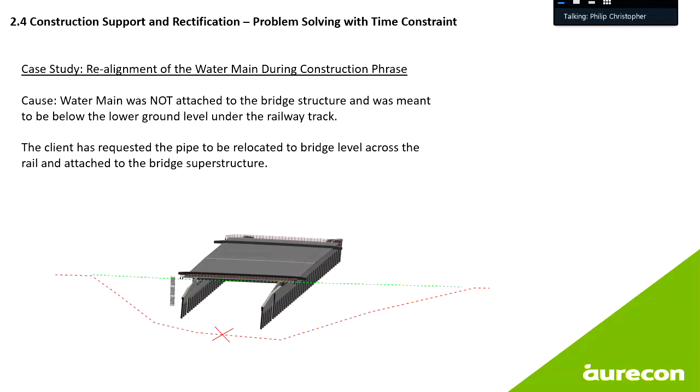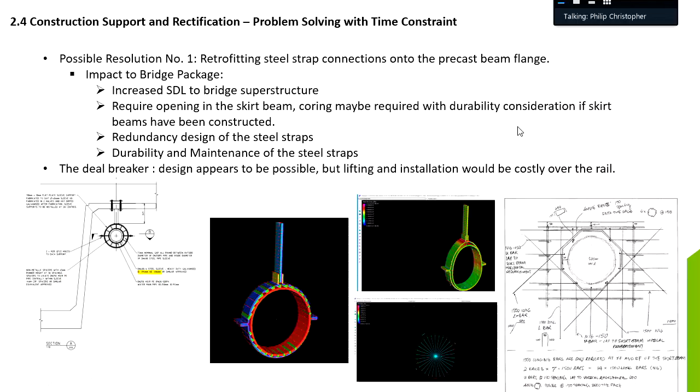During design, we thought the best option was not to add the complexity of a water pipe to the bridge superstructure. So the utility team was pretty happy to just tunnel it through under the bridge, like any other site would do. But the client then requested the pipe be relocated to the bridge level and attached to the superstructure. Now, from a bridge designer's perspective, what does that mean? That means you then have a retrofitting connection to design to your precast beam flange.